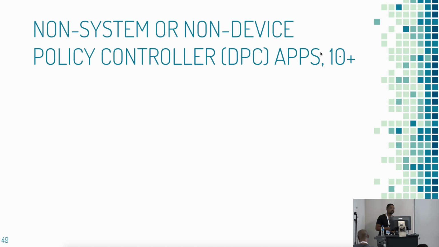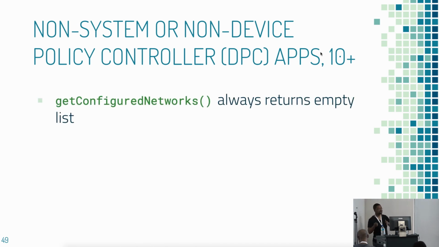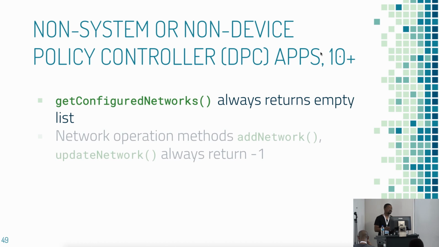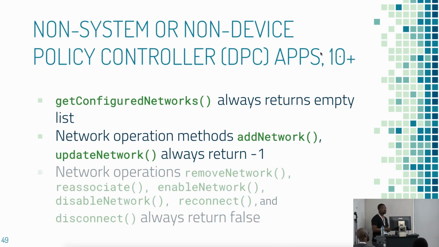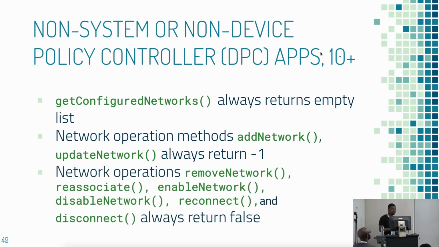Then non-system or non-device policy controller, DPC apps, which are for Android 10 and plus. So get configured networks will always return an empty list. Network operations such as add network or update network will always return -1. Network operations such as remove network, reassociate, enable network, disable network, reconnect, and disconnect will always return false. So these are functions that return booleans. They will now always return false.